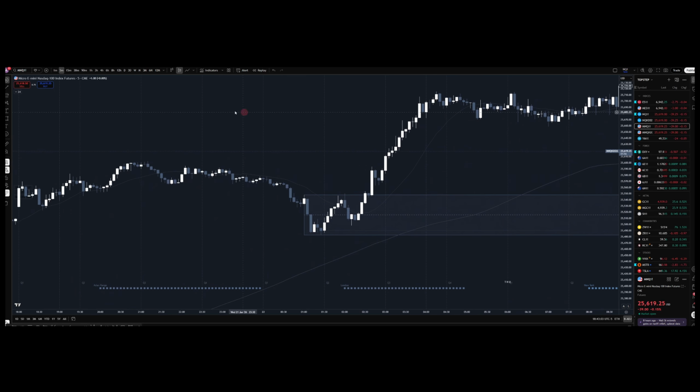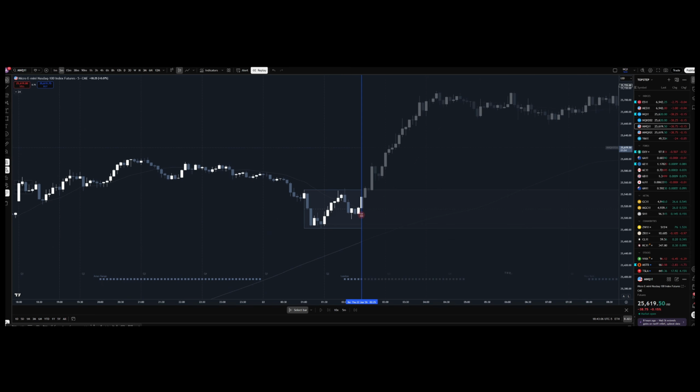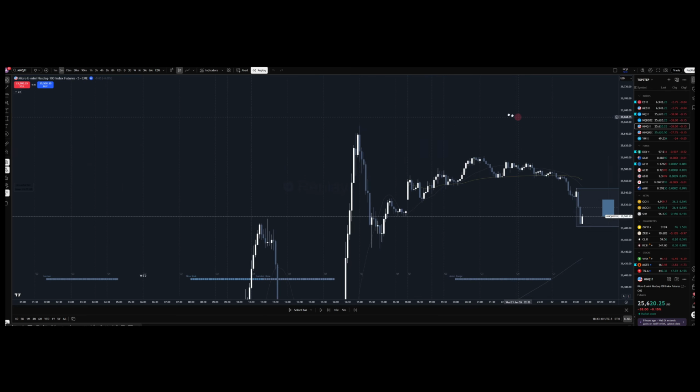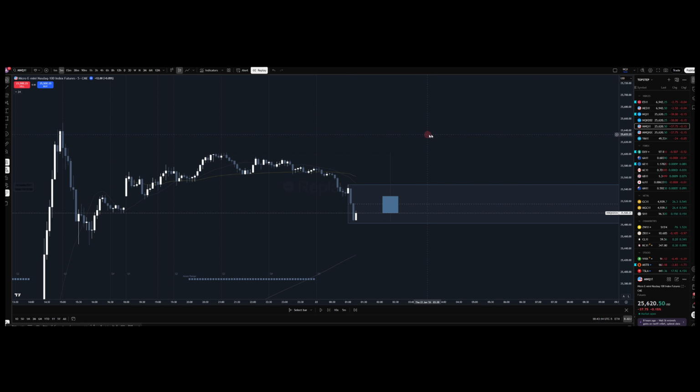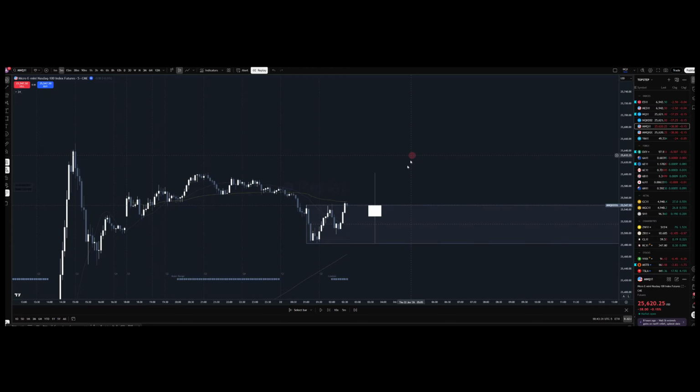So as this is playing out, this is why we want to make sure we have those session lows and the OTE areas and our fixed range volume profile POC on as well. So as they're playing out, we're just waiting for that candle close above to confirm the zone. And we get it there.